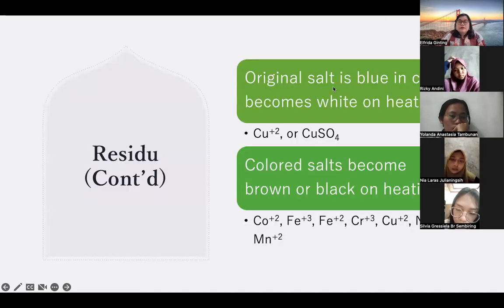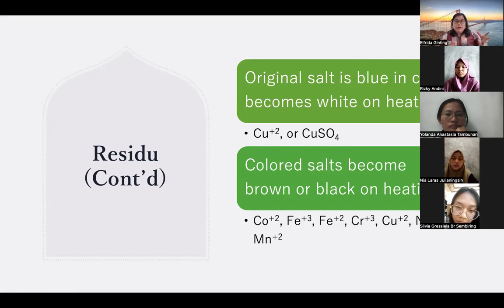Now, for example, copper sulfate. In the cold state, the color is blue. But when you heat it, the color will be white. So there is a color change for copper sulfate when you heat it, from blue to white.